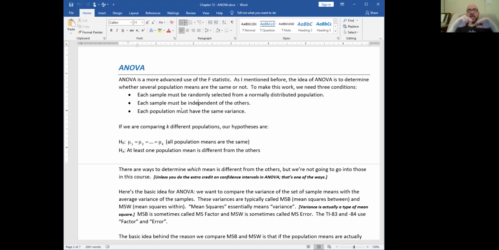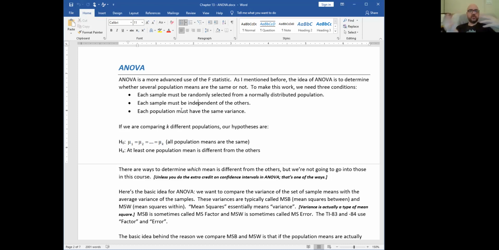So it's an extension of the two sample t-test, right? You remember the two sample t-test, we would check to see if mu1 was equal to mu2, or if one was greater or less than or not equal to. ANOVA only checks not equal, and it works on any number of means. So we could check to see if 25 means are all equal to each other, right?